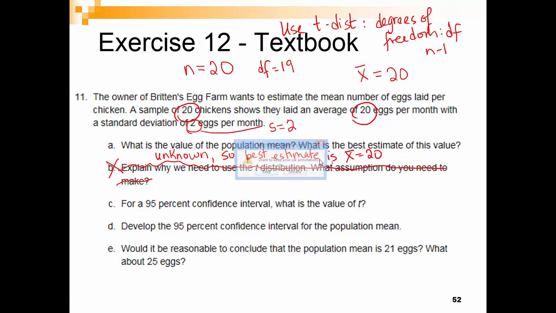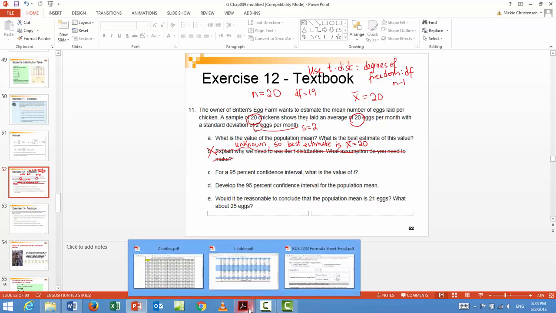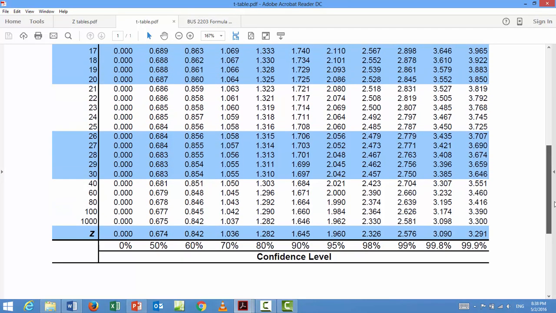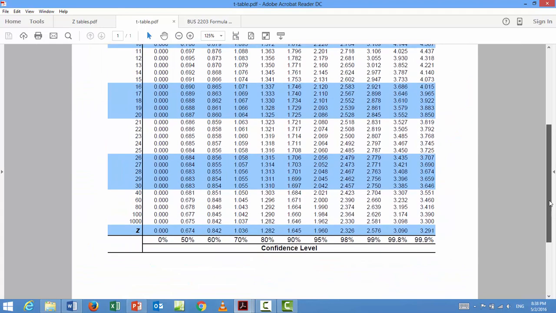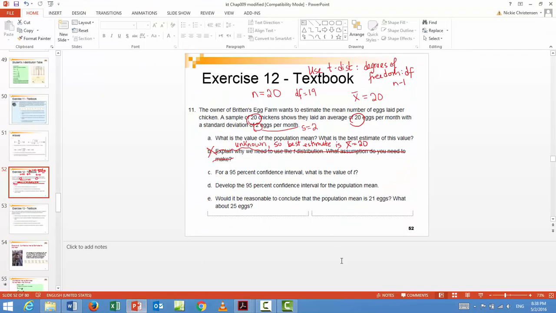Now we'll find our critical value of T. We want a 95% interval and our degrees of freedom is 19. So we'll go to our T table. 95% confidence level, that's here. And our degrees of freedom is 19. We're just going to find where those two things intersect. So our critical t-value is 2.093. So let's go back to our slide.